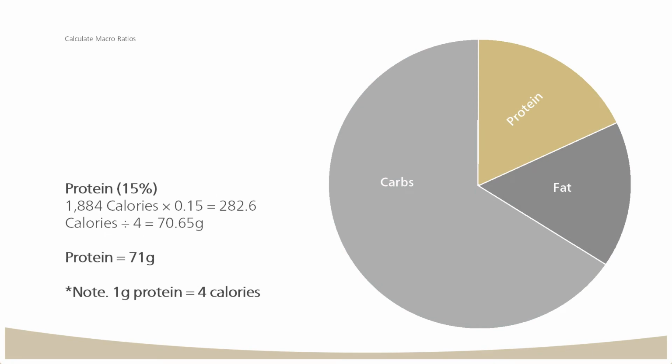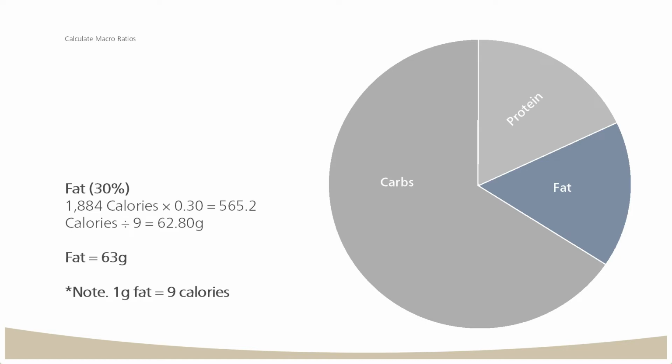Protein, 15%. Since our individual is a sedentary female weighing 165 pounds, their protein requirement is low, so 15% of total calories will suffice. Take the TDE, 1,884 calories, multiply by 0.15, which is equal to 282.6 calories, divided by 4 is equal to 70.65 grams. So protein is 71 grams. Fat, 30%.